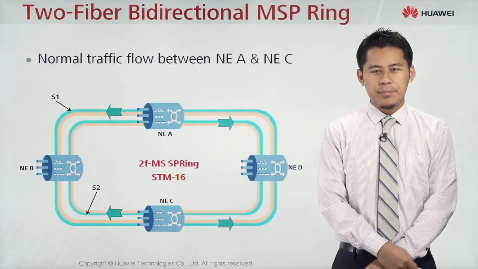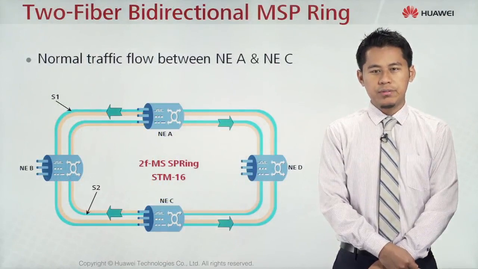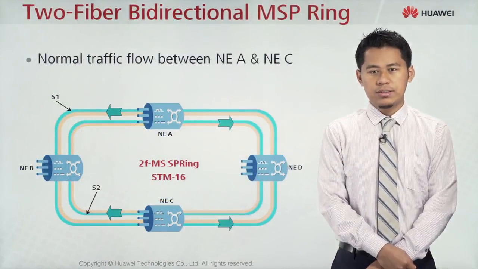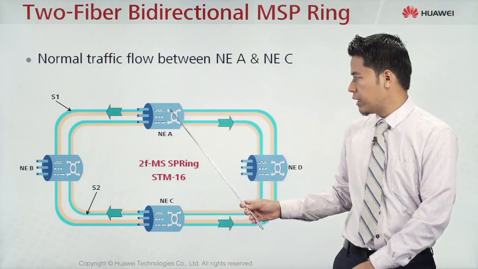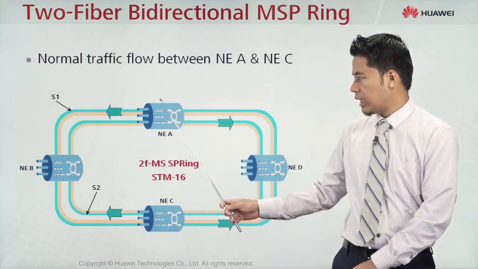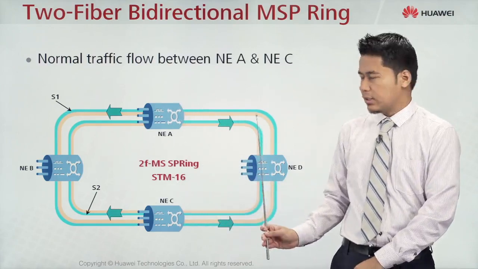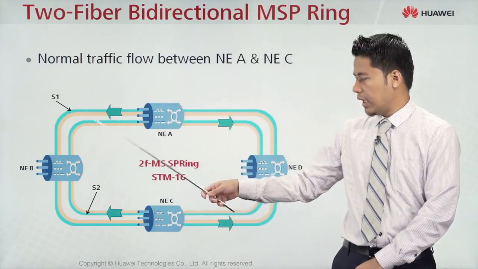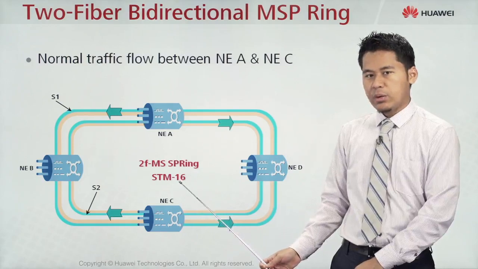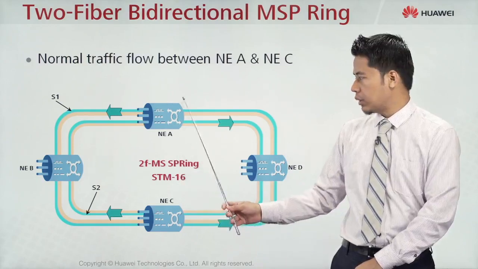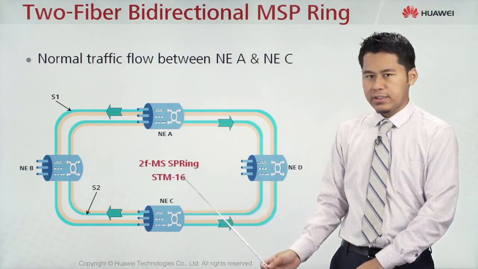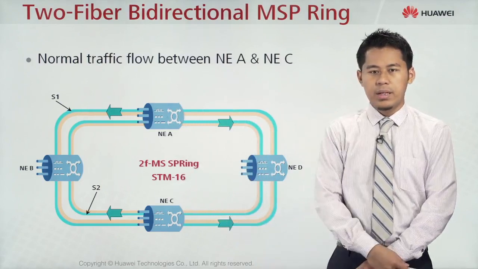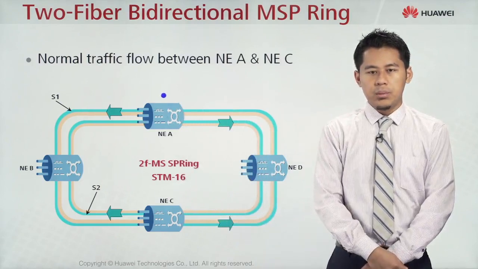Now let's go through the example of a 2 fiber bidirectional MSP ring. As you can see here, the normal traffic flows between network A and network C. We have a ring topology with networks A, B, C, and D. I want to make the normal flow from network A to network B and on to network C. By the way, I will make the protection path go through network A, D, and C.